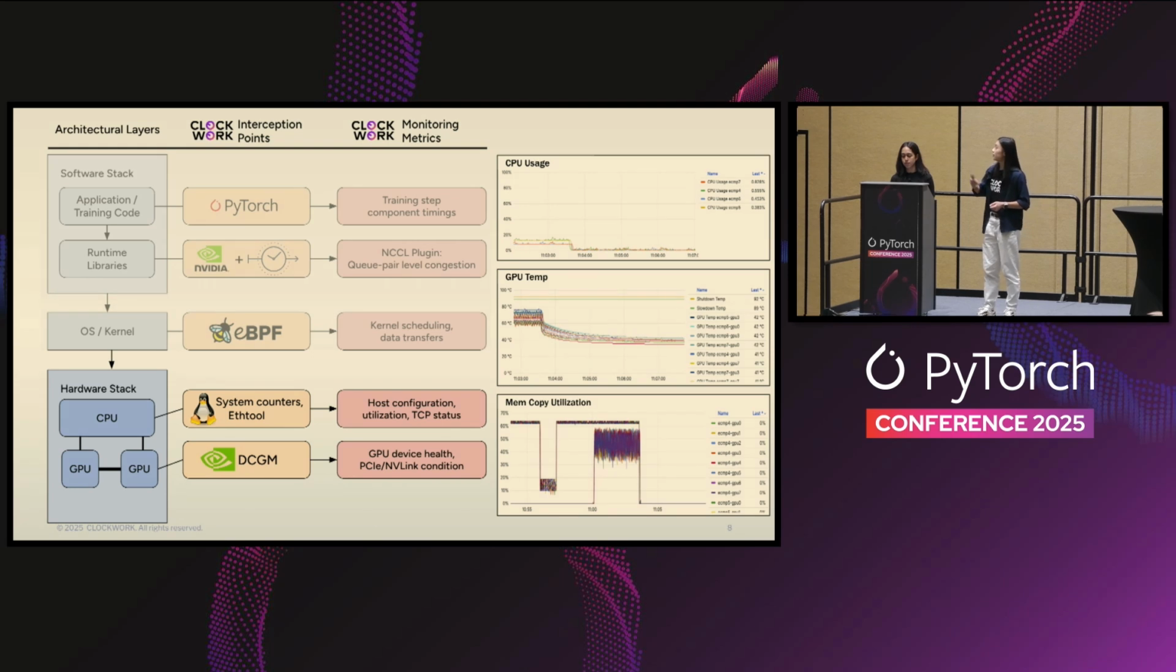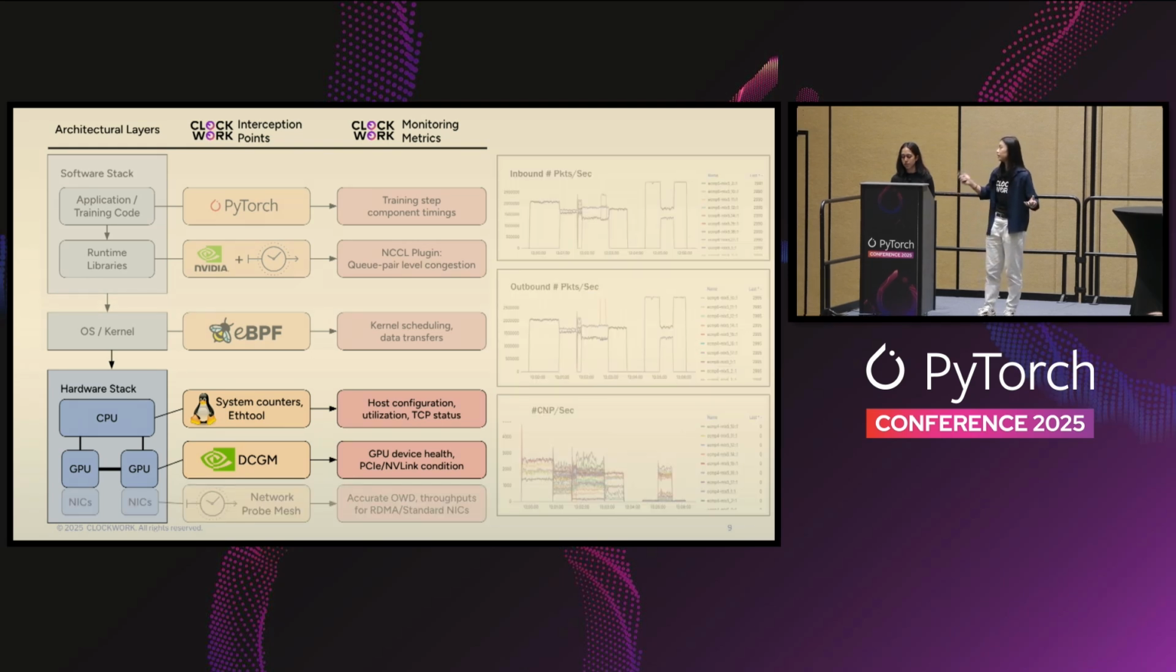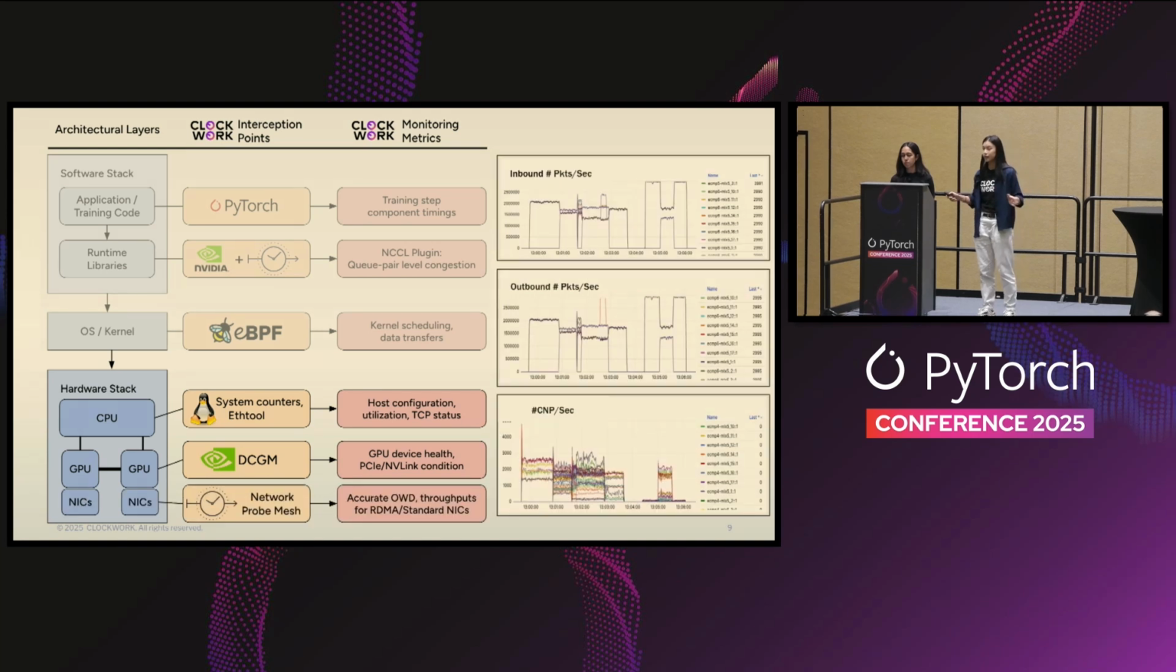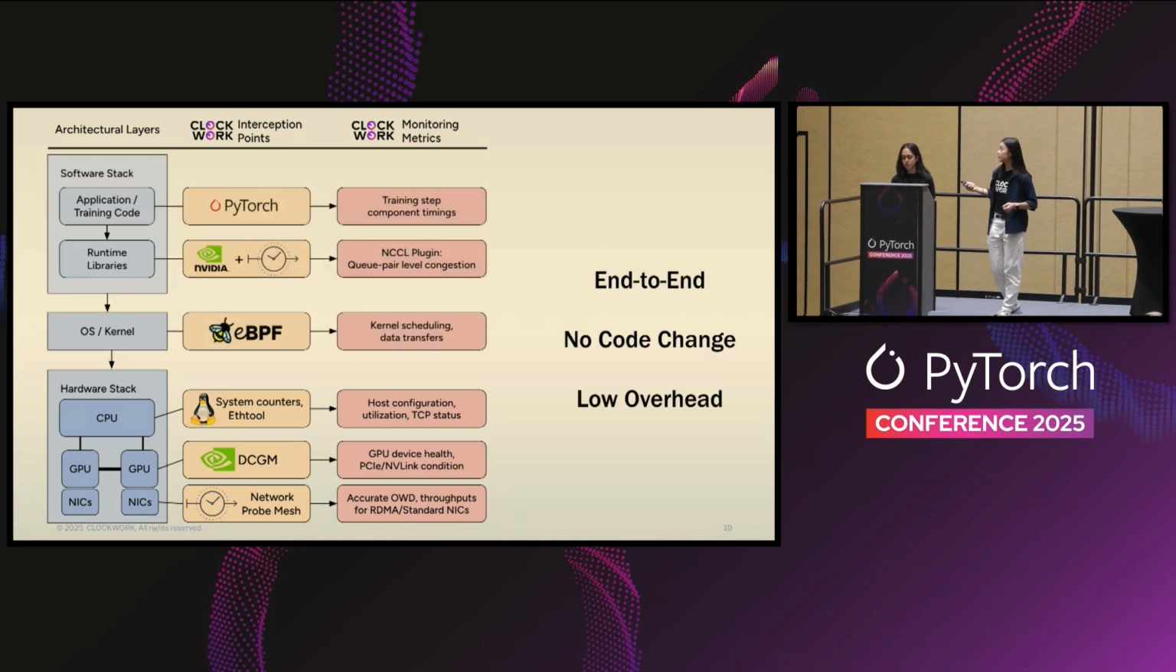Here we can see the CPU and GPU utilization, temperature, and so on. And last but not least, the network can make or break distributed training. So we build a probe mesh based on our clock synchronization technology to give us accurate one-way delay measurements and throughput for the standard RDMA NICs. So putting all of these together, we're able to build a true end-to-end view of the cluster under load with no code change and very little overhead.